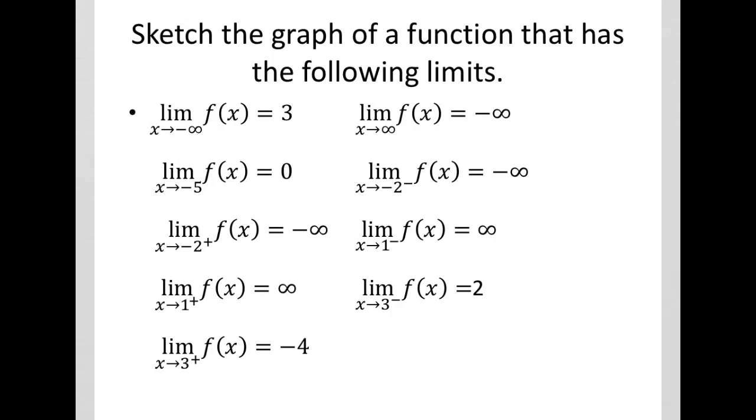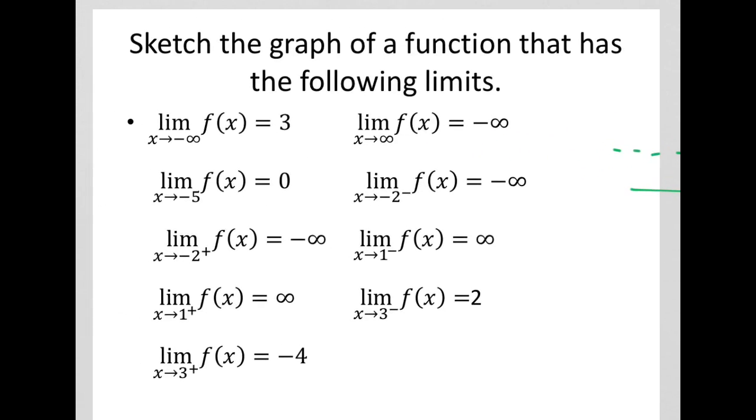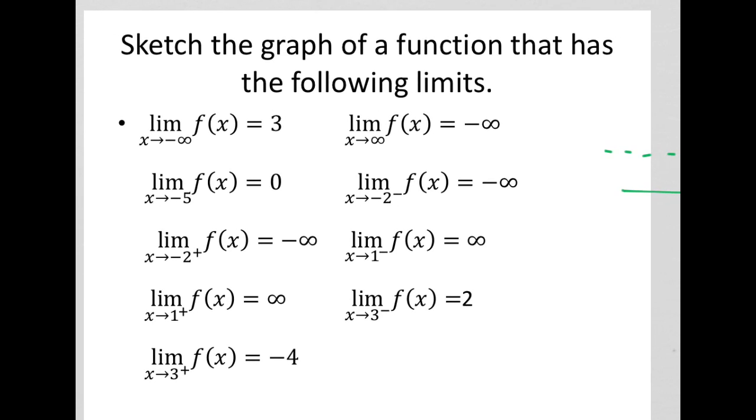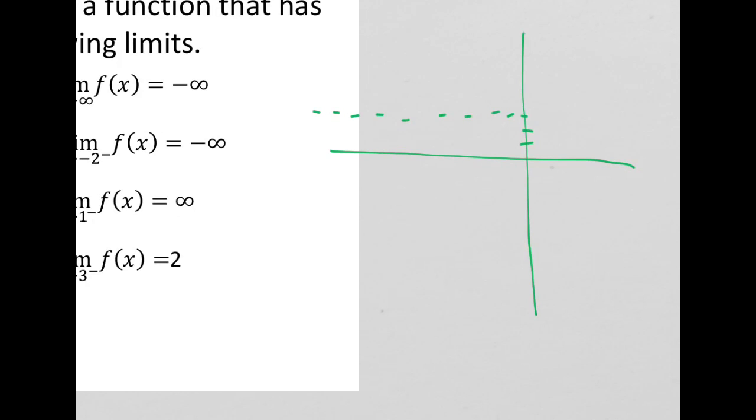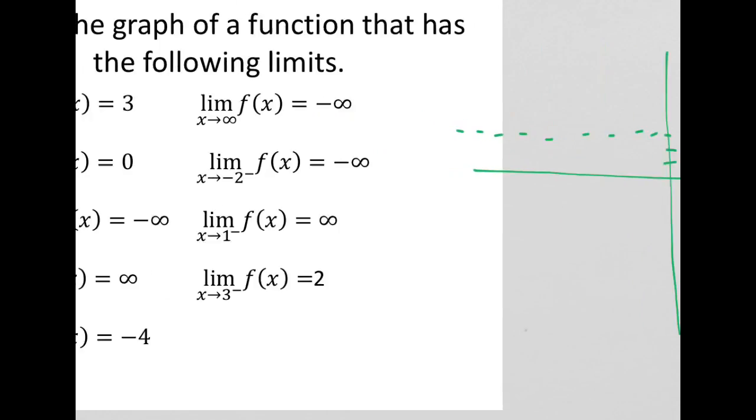Alright, so let's sketch the function that has all of these lovely, lovely characteristics. So first off, the limit as x approaches negative infinity is 3. That's telling me that out to the left, I have a horizontal asymptote at 3. So I'm going to dash that in as such. The limit as x approaches positive infinity is negative infinity. So that's essentially telling me that to the right, my end behavior is down. So I'm just going to remember that.